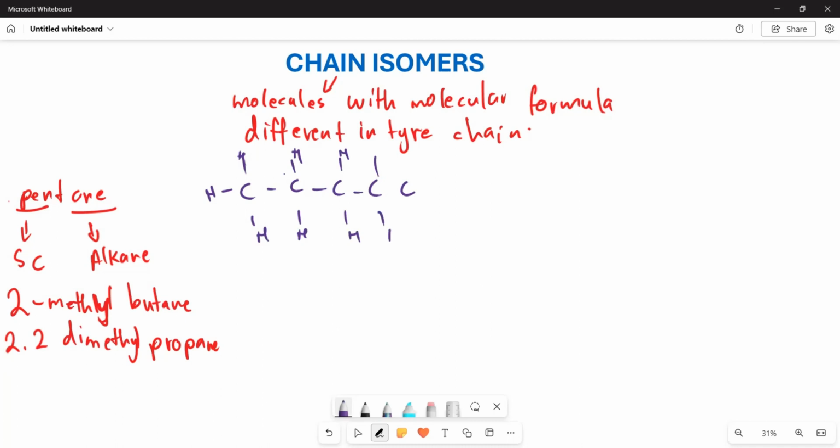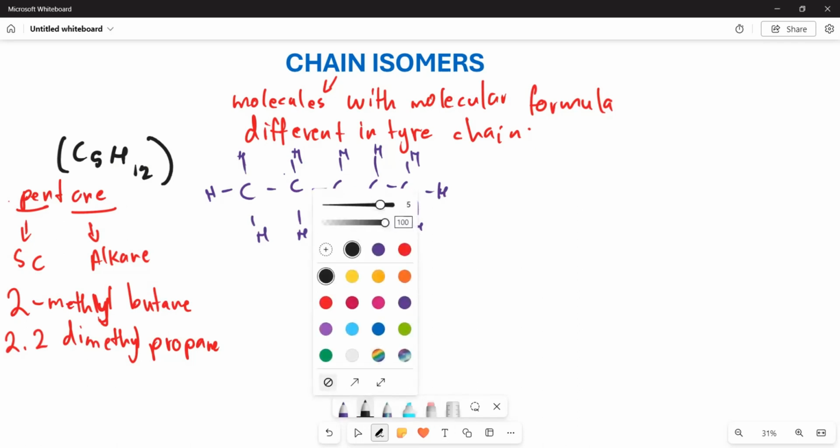And now from here, what is it that you are going to take note of? If this is your pentane, let's write the formula for this particular pentane. The formula for pentane is going to be given by C5H what? This is going to be H12. So basically, this is going to be the formula for your pentane, right?